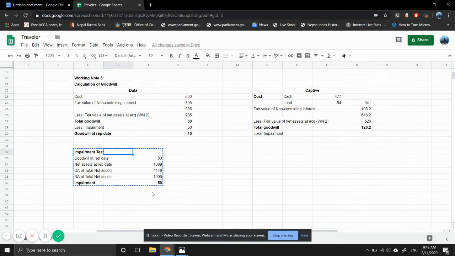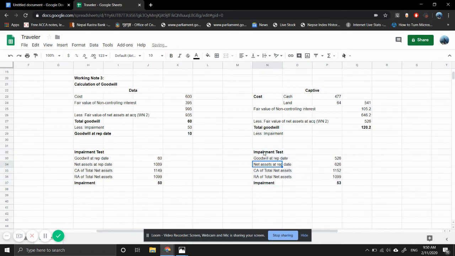Since this impairment of 50 is for both, because we are using the total goodwill method, this goodwill is already a total goodwill, so it will be accounted for NCI as well. Whereas in this case, goodwill has to be calculated differently.